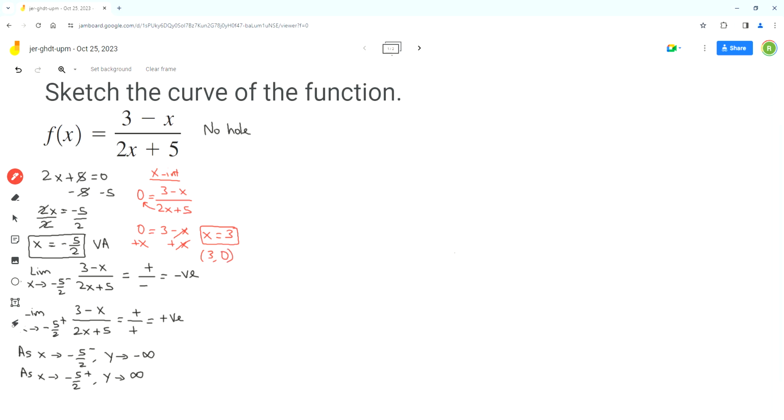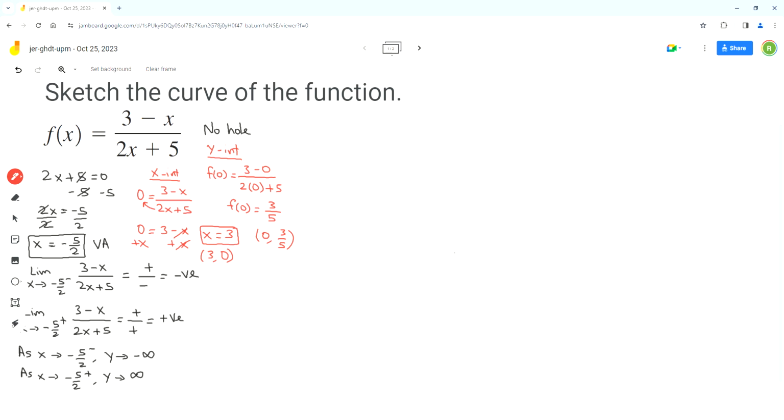Now we can find the y-intercept for this. So for y-intercept, we should sub in x as 0. So in the numerator, we get 3 and in the denominator, we get 5. So the y-intercept can be written as an ordered pair as (0, 3/5). So these are the intercepts for this rational function.